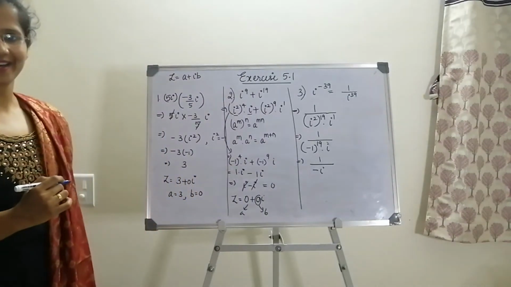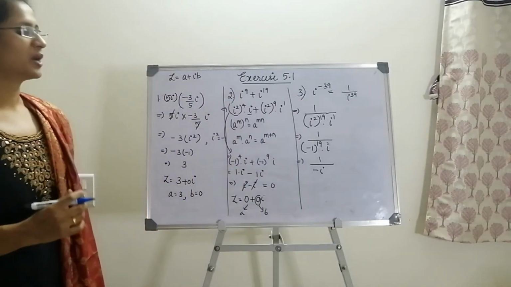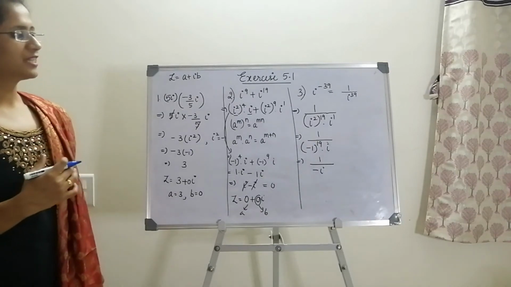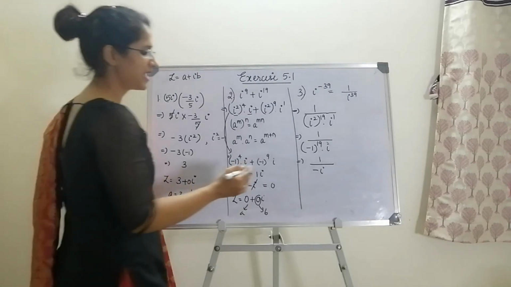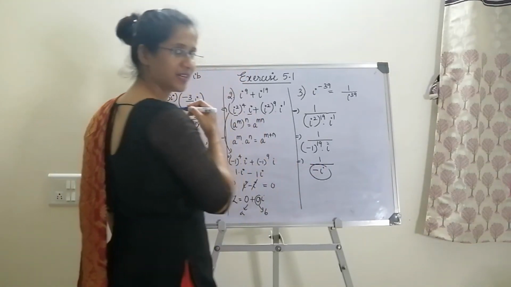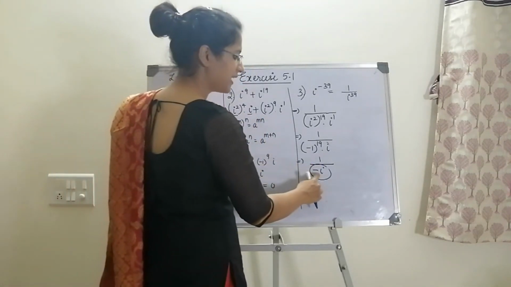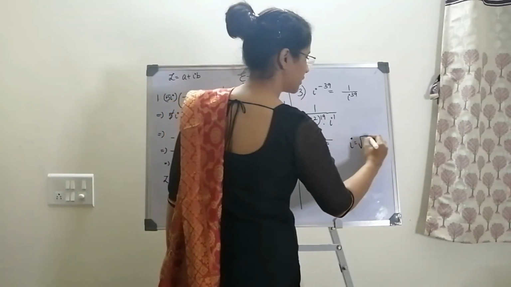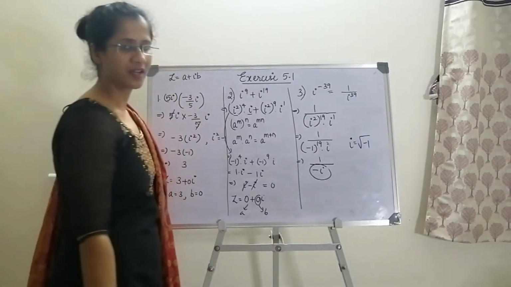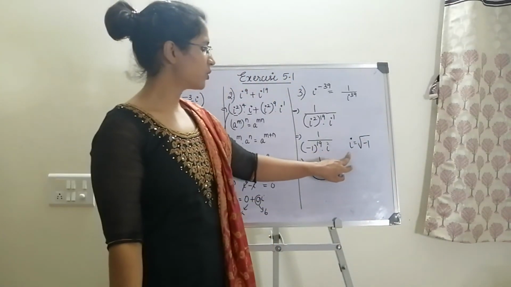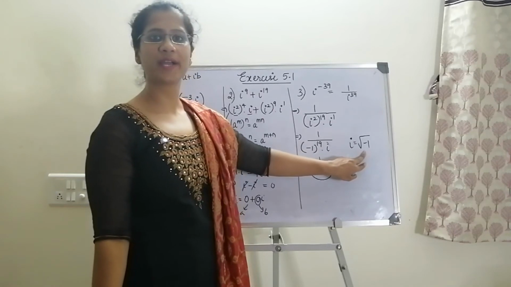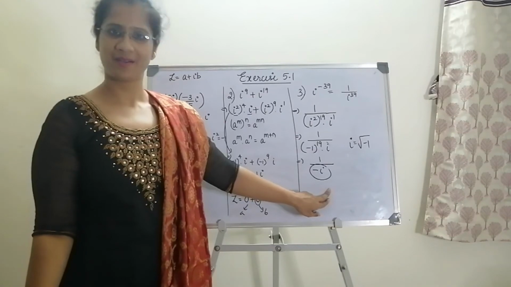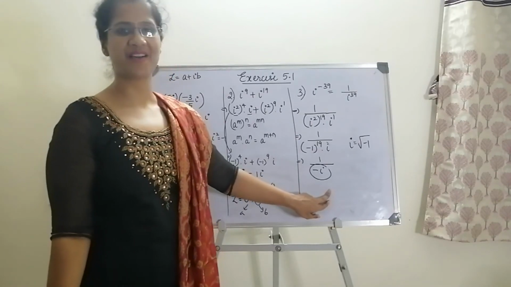So is this my final answer, viewers? No, this is not my final answer. Why do I tell this is not my final answer? Please check out my denominator. Denominator is minus i. We know that value of i is equal to square root of minus 1. So when I have square root of minus 1, what do I do? I rationalize the denominator. I hope all my learners have understood.